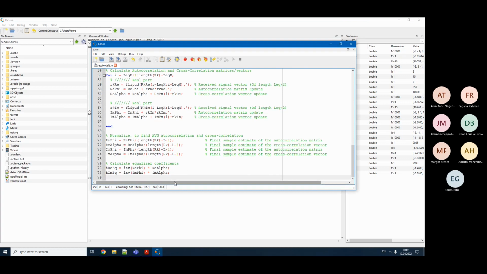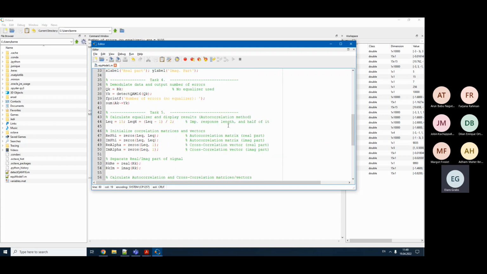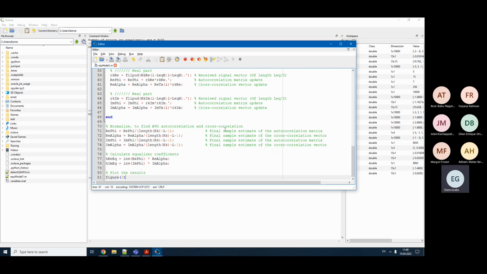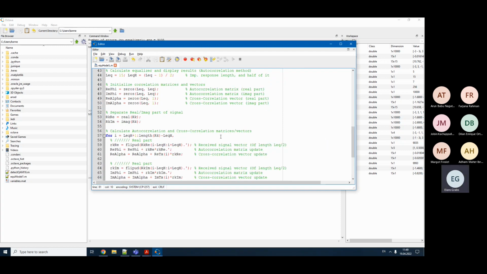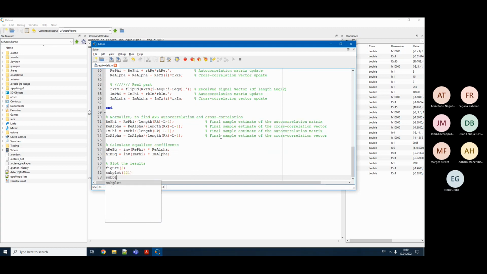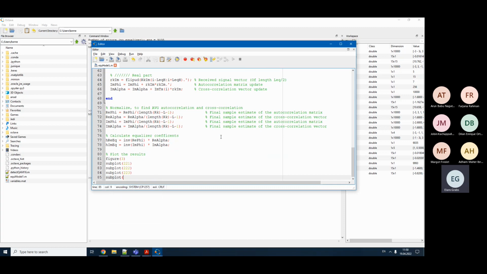So plot the results. And accordingly, that is going to be our figure number 3, right? Now, we are going to need 4 subplots. Subplot 2 to 1, subplot 2 to 2, 3, and subplot 2 to 4.